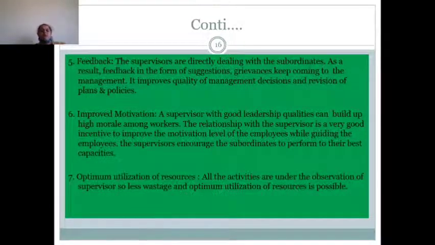Next, optimum utilization of resources. All the activities are under the observation of a supervisor, so less wastage and optimum utilization of resources is possible. Here, utilization of resources means what? Man, machine, materials, money, right? These are the resources which we have in our organization. So when you have minimum usage of these resources and give a higher output, that is what success is called in the organization. When you have good leadership and motivated employees working for your organization, automatically your resources are properly used and less wasted. So automatically, under the supervision, you can easily reach the goal of an organization in very less time.